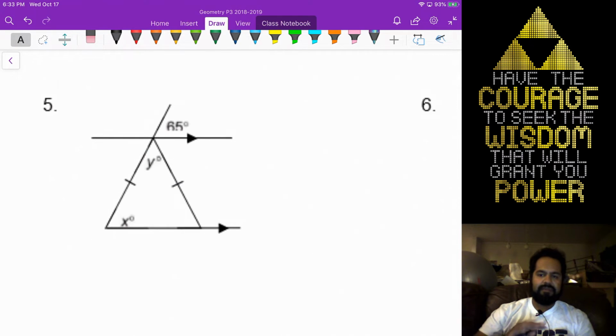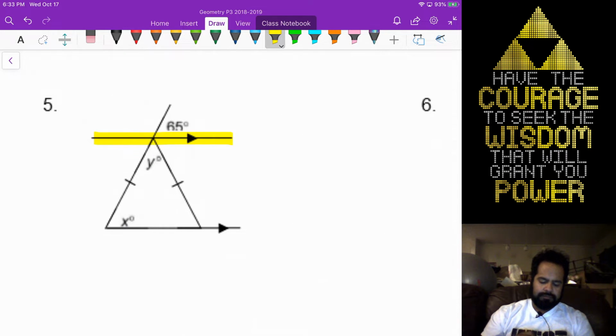Number 5, again, we've got two parallel lines. And what's kind of nice about this picture is we have this transversal here going on. So even without looking at the triangle, we can already see, hey, I've got corresponding angles here. And we know that corresponding angles are congruent.